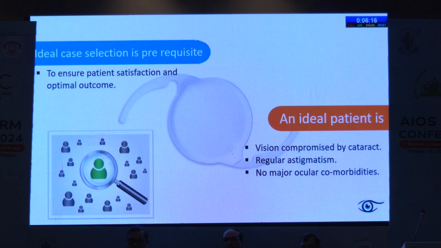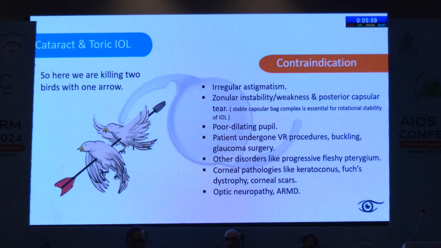Ideally, a patient for toric is one where the vision is compromised by cataract, he has regular astigmatism, and there are no major ocular comorbidities. That is, any case where we can do phacoemulsification is our patient for toric IOL. So here we are killing two birds with one arrow. We are treating cataract as well as astigmatism. Absolute contraindications would be irregular astigmatism, zonular instability, and some complications with the capsule while operating, if we have a tear. So we definitely need a stable capsular bag complex for the rotational stability of the IOL.